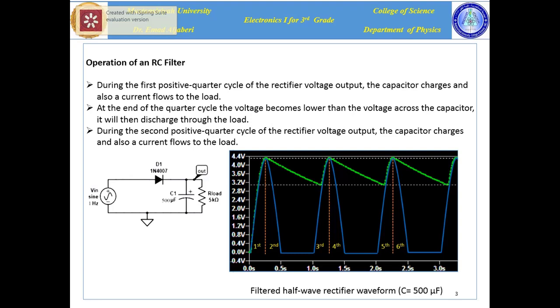Thus, the capacitor will discharge through the load until it reaches 3.2 volts. At this voltage, the input voltage becomes higher than the capacitor voltage, so it will charge again. This is clear in the third quarter, and then it discharges. The process is repeated, and finally we get the green waveform with a ripple voltage of 1.2 volts. This is easily calculated: 4.4 volt minus 3.2 volt is equal to 1.2 volt.